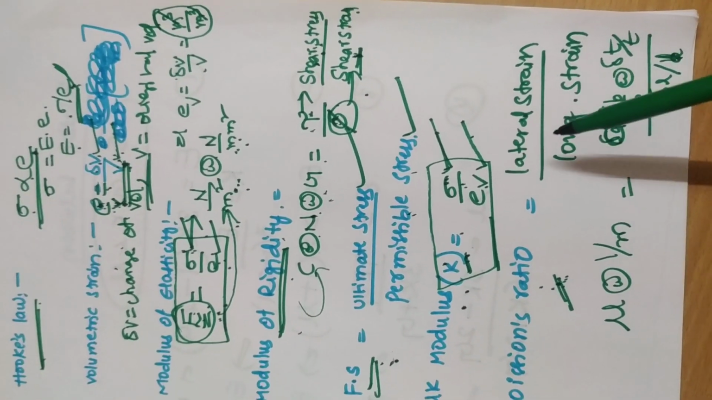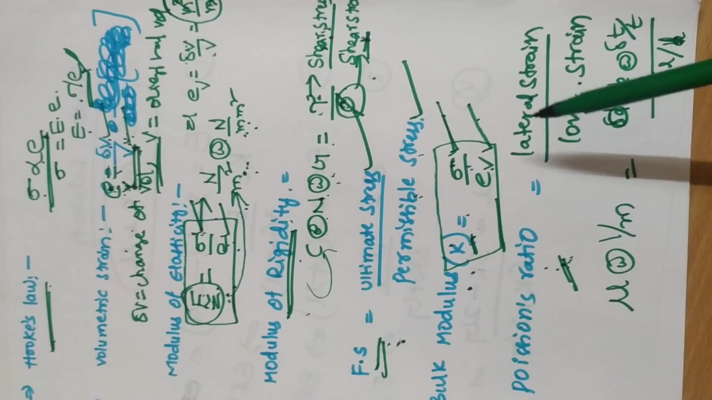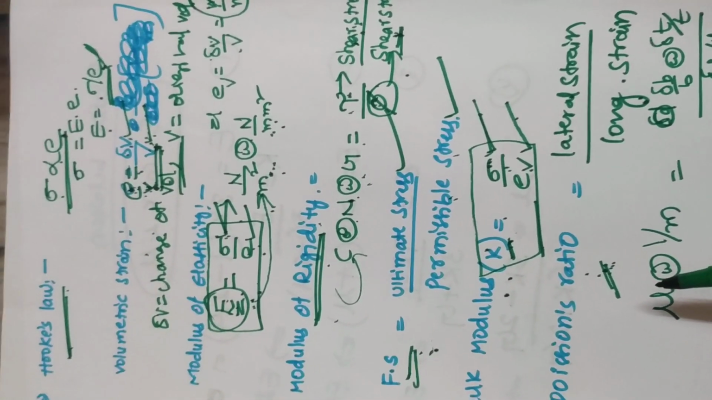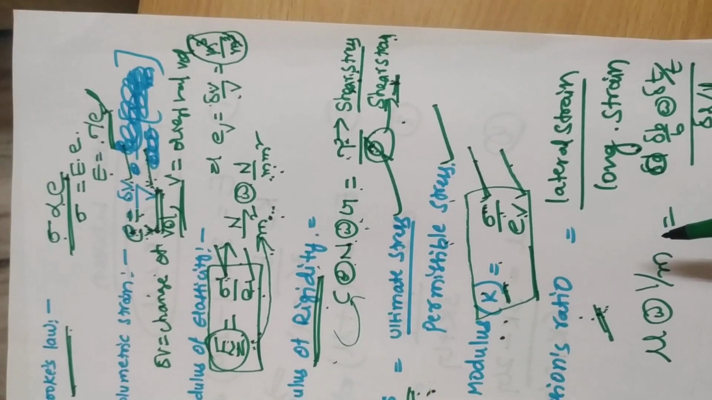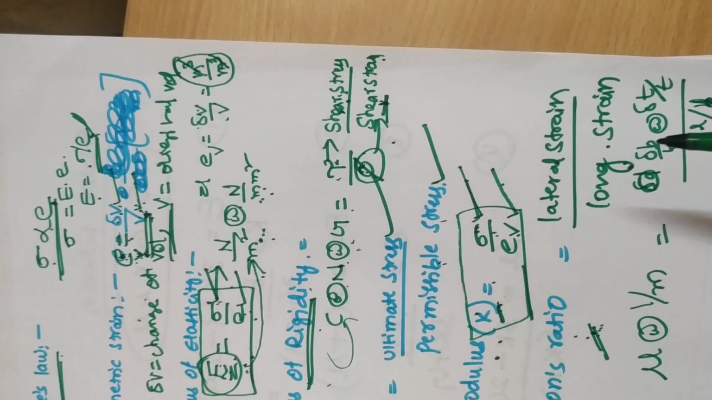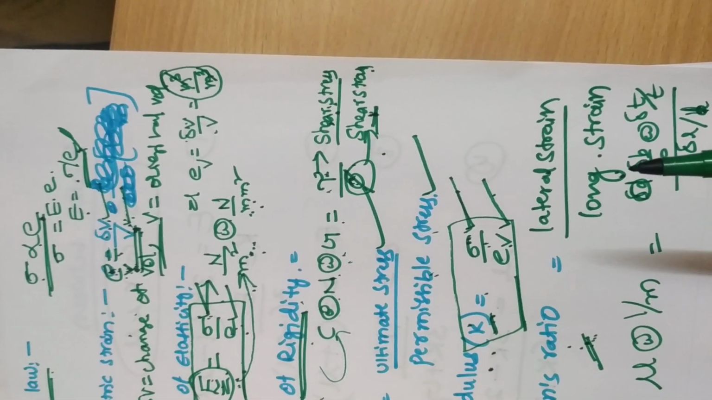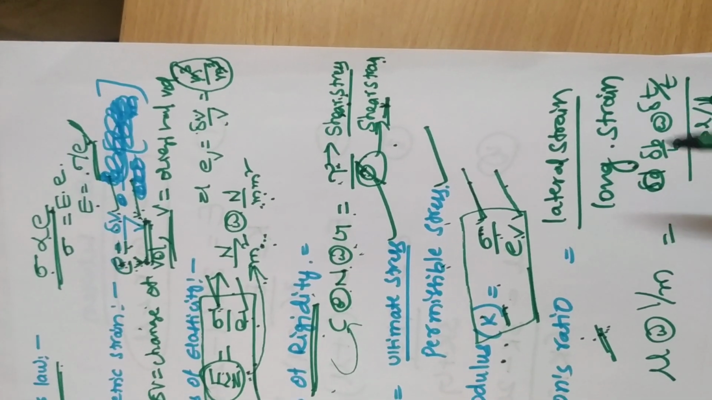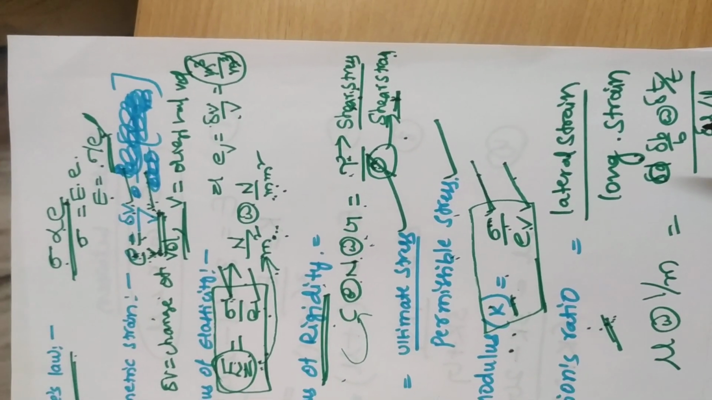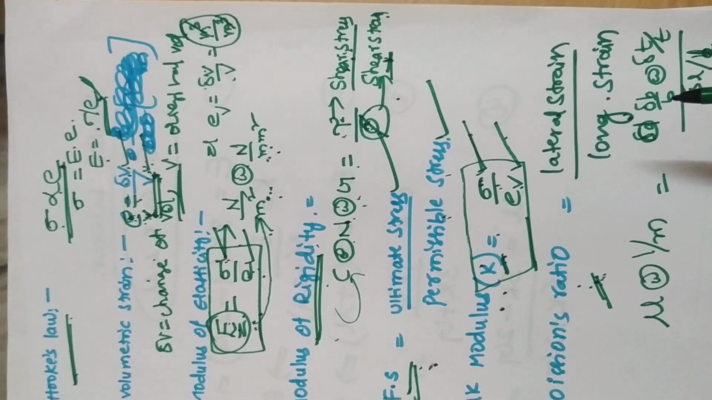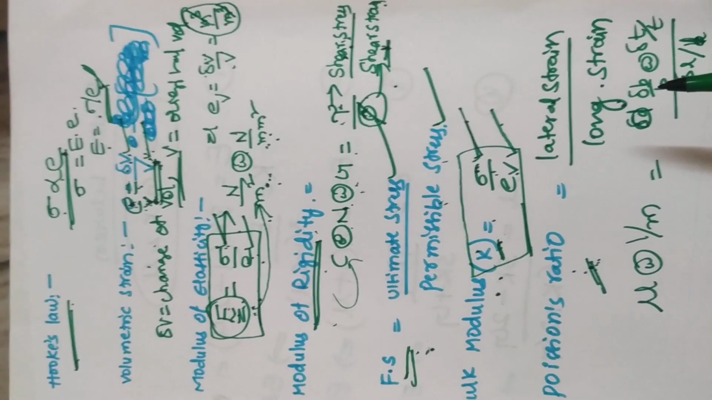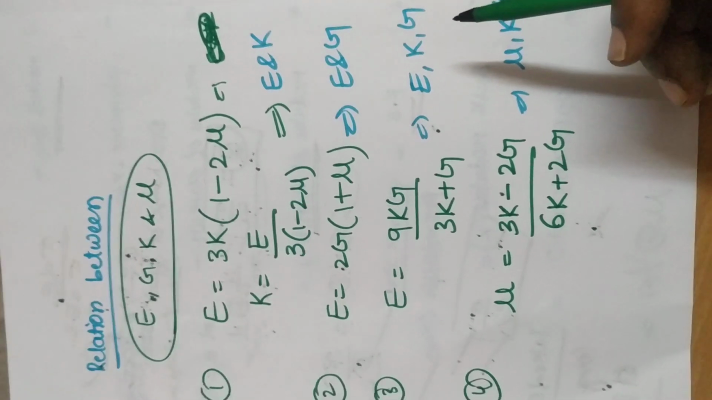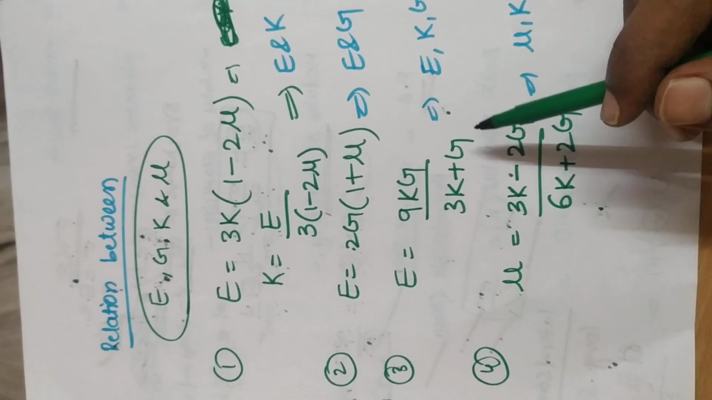Then next, already you know the Poisson's ratio, lateral strain by longitudinal strain. The Poisson's ratio is denoted by mu or 1 by m. It equals lateral strain, that means delta B by B, change of width by original width, or change of thickness by original thickness, divided by longitudinal strain, delta L by L. So these are the mathematical relations and definitions. These relations are very, very important.